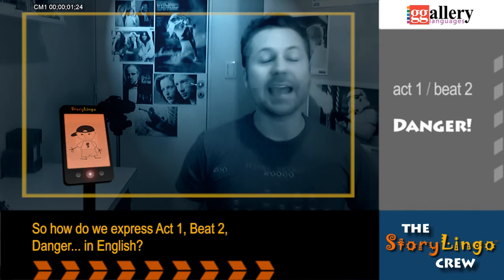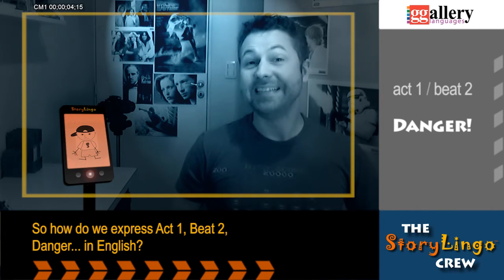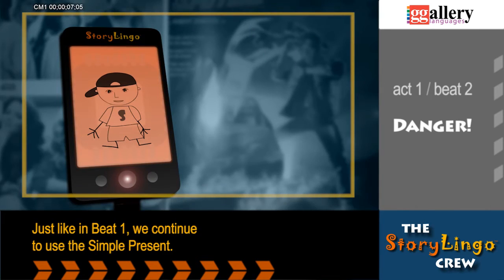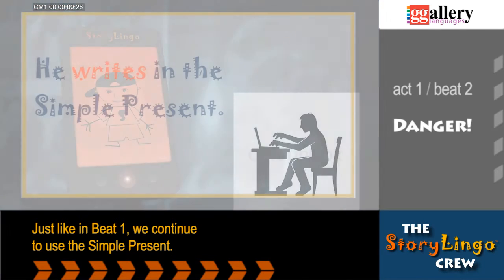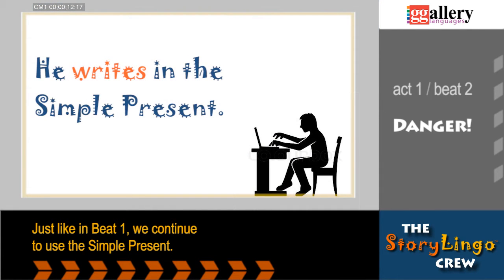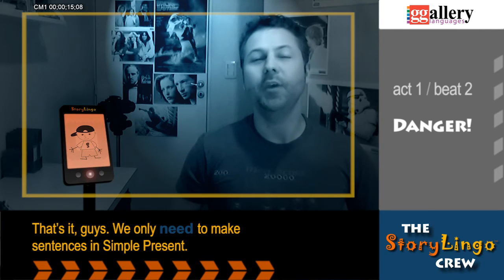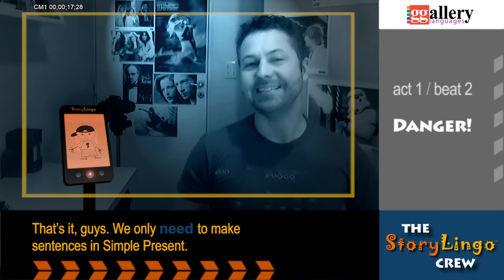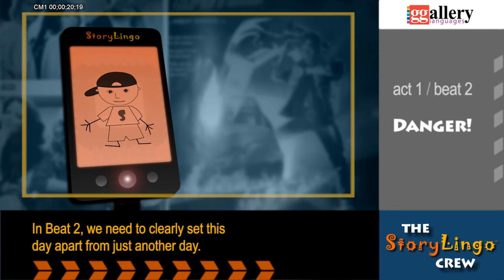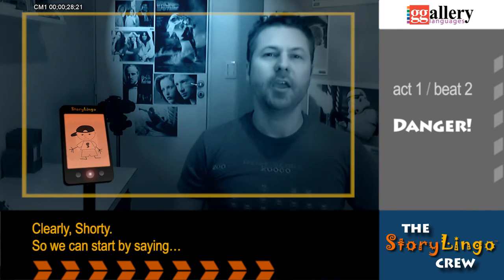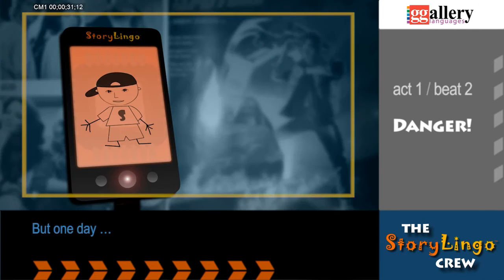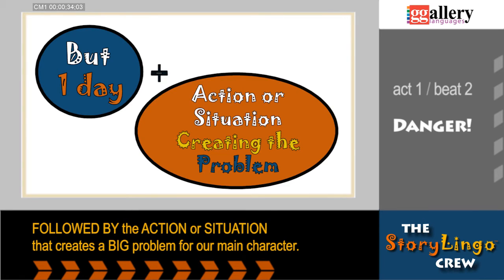So how do we express Act 1, Beat 2, Danger in English? Just like in Beat 1, we continue to use the simple present. That's it, guys. We only need to make sentences in simple present. In Beat 2, we need to clearly set this day apart from just another day. Clearly, Shorty. So we can start by saying, but one day, followed by the action or situation that creates a big problem for our main character.